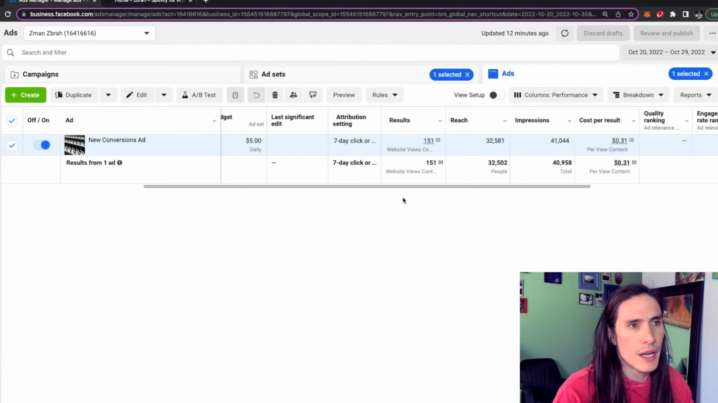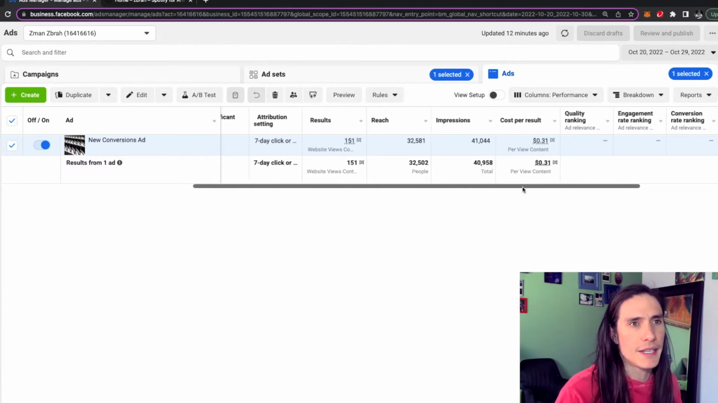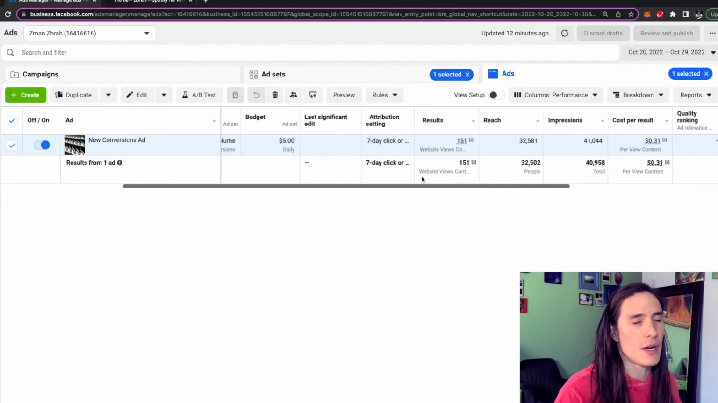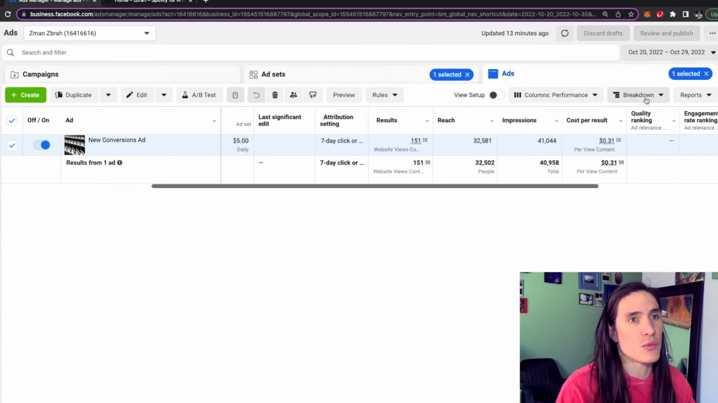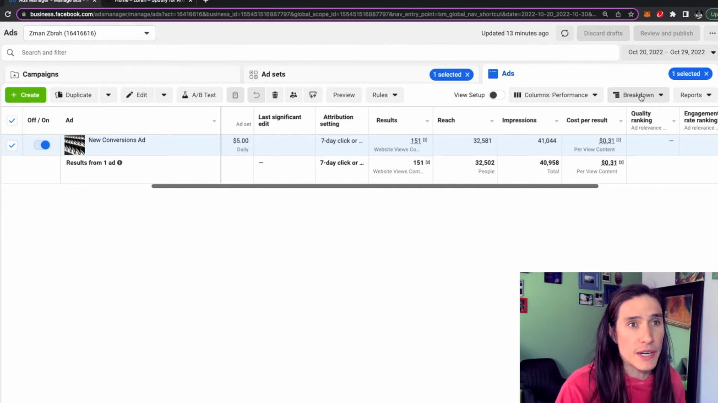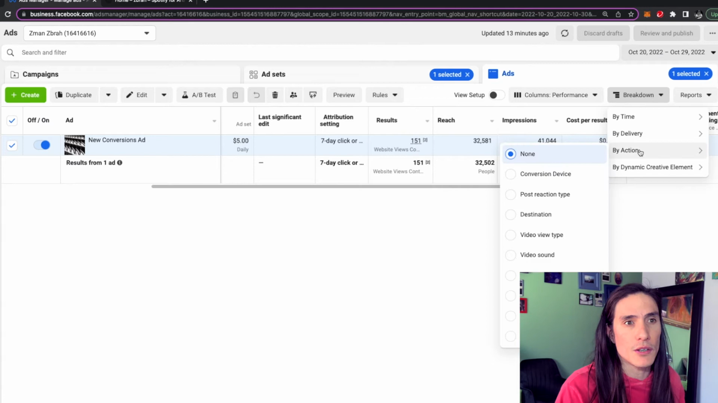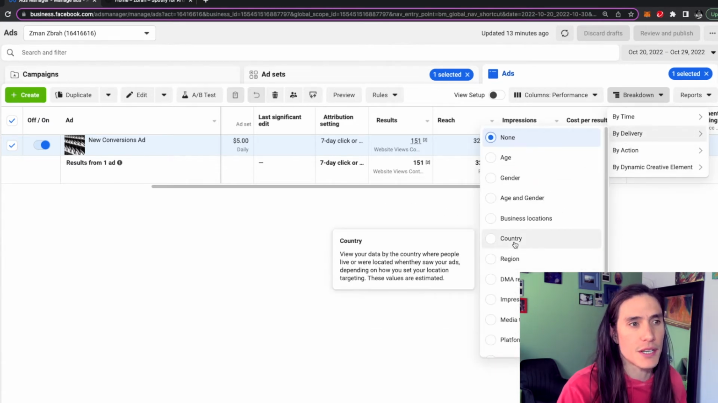It's showing that I have 151 website clicks and 31 cents per result. So say you see this, you go into your Spotify and you're seeing, wow, I'm not getting any streams, maybe one stream, maybe not a lot. My first initial reaction would be to go back into Facebook Manager. I would go into Breakdown up here. I would go into delivery, and then I'd go into country.